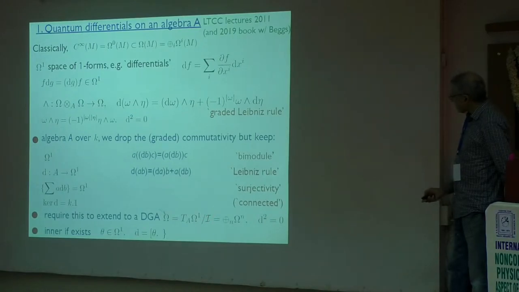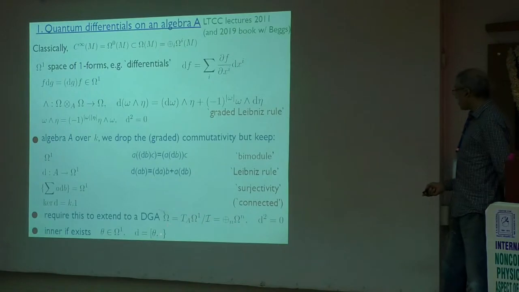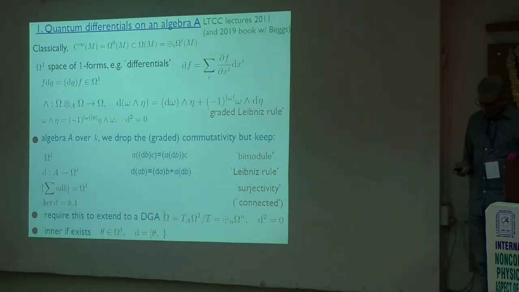Something which doesn't happen classically, but is very common in the quantum case, is that there could be an element theta, a one-form, whose commutator, or graded commutator, implements D. Because D is a derivation, and the algebra is very non-commutative, D would be inner. This is what happens typically. But in the classical case it is completely impossible, because classically this would be zero. So this is a purely quantum phenomenon, but very common.